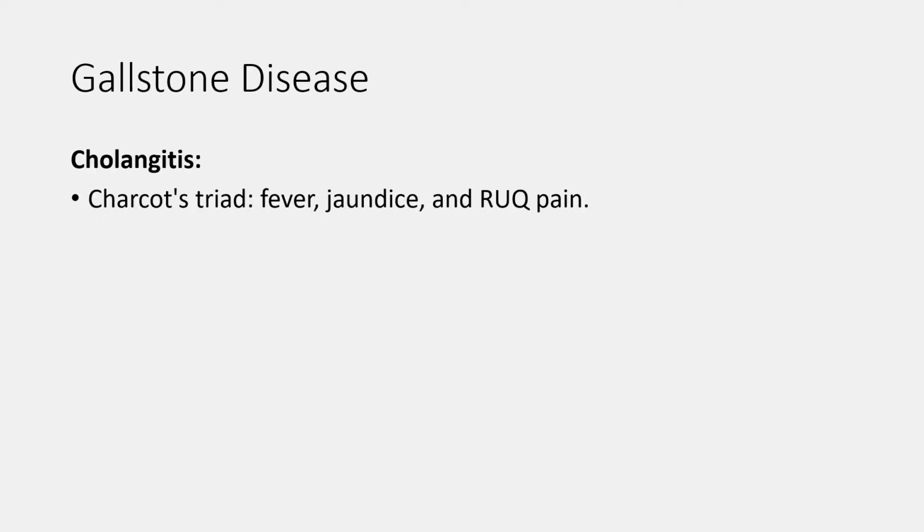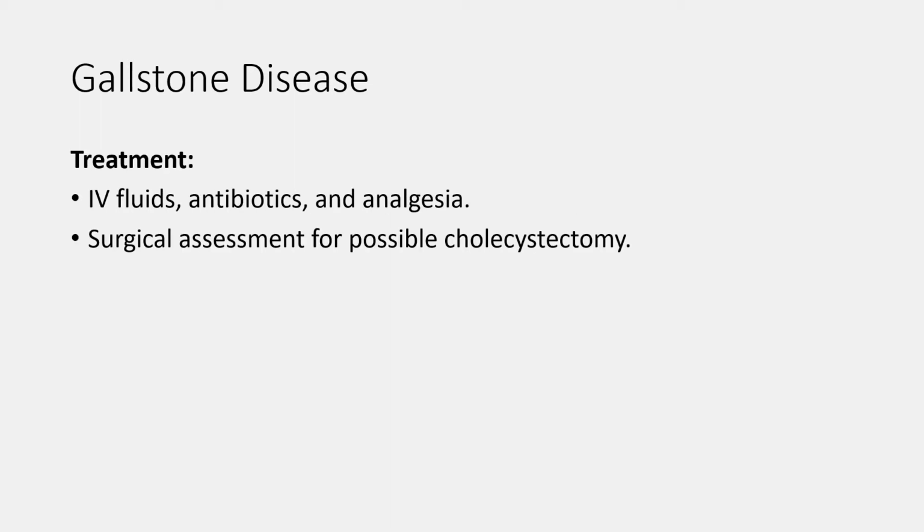If jaundice is added, then it is cholangitis. So, if there are fever, jaundice, and right upper quadrant abdominal pain, then it is cholangitis. And these three features of cholangitis are called Charcot's triad. So, Charcot's triad consists of fever, jaundice, and right upper quadrant abdominal pain. This means the diagnosis of cholangitis. For gallstone disease in general, treatment may include intravenous fluids, antibiotics, and analgesia. Then the patient is referred for surgical assessment for possible cholecystectomy.